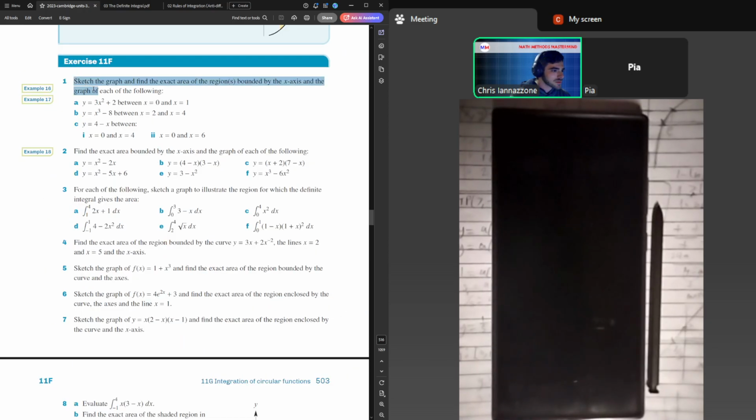Let's see. What's question 1 telling us? Sketch the graph, find the exact area. Okay, so exact area, if you're looking for the keyword exact, that's where you have to consider that all the negative area is now considered positive area.